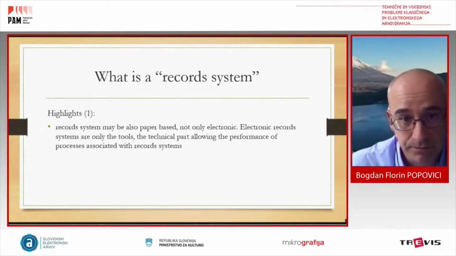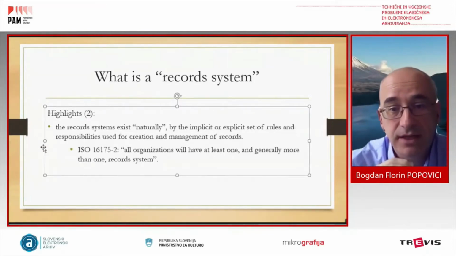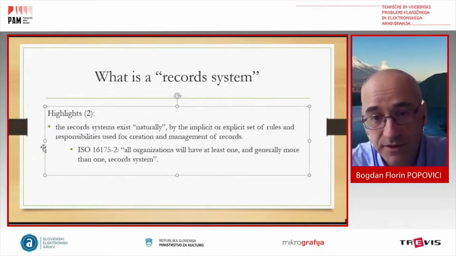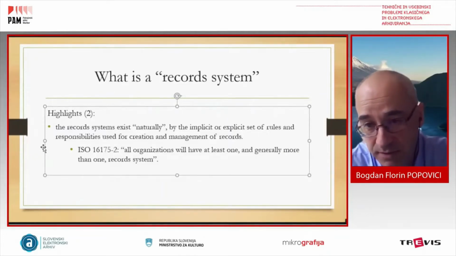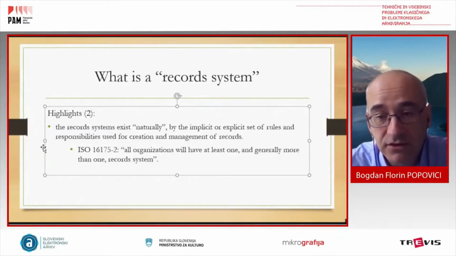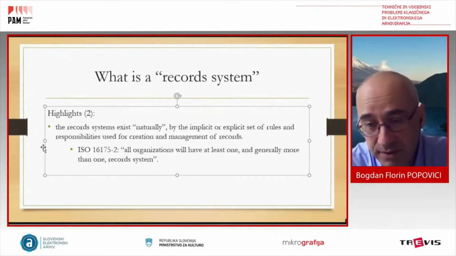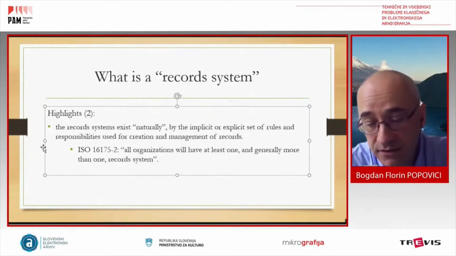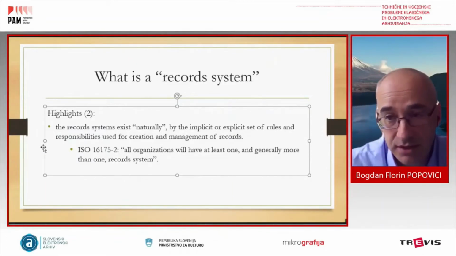A second point is that record systems exist naturally, if we can say that, through the implicit or explicit set of rules and responsibilities used for the creation and management of records. So if it is not necessarily defined or visible, it does not mean it does not exist. And this is the explanation why ISO 16175 asserted that all organizations will have at least one, and generally more than one, record system.